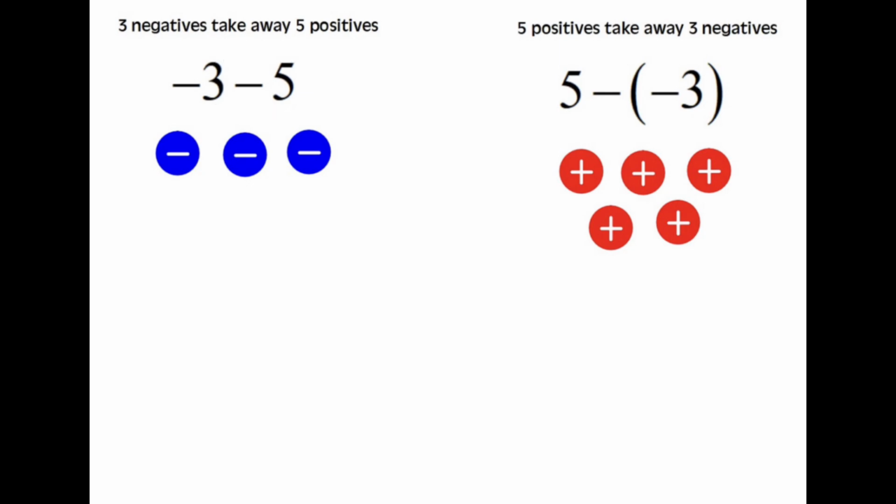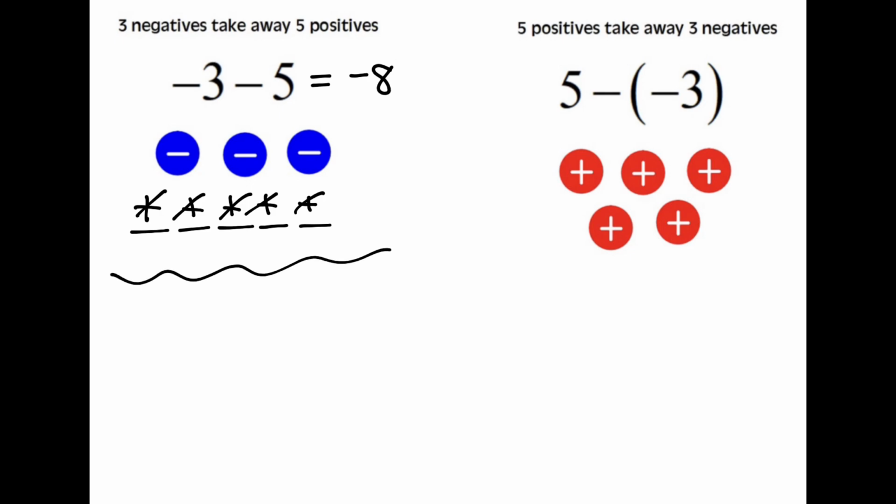Okay, so I need to add in 1, 2, 3, 4, 5 positives that I can now cross out. So 1, 2, 3, 4, 5 of them are now gone. So I have 1, 2, 3, 4, 5, 6, 7, 8 negatives left. Kind of fun. I know, I like weird things.